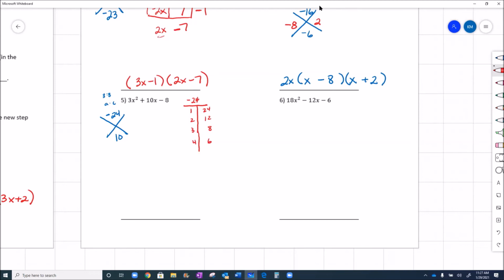I'm not going to write that out because now I'm going to go through my logic here. I multiplied to get a negative number. That means my signs are different. And my b value is positive. That means my bigger number is positive. So I'm going to make all these smaller numbers negative and see which one comes out to give me 10. In this case, negative 2 plus 12 equals 10.